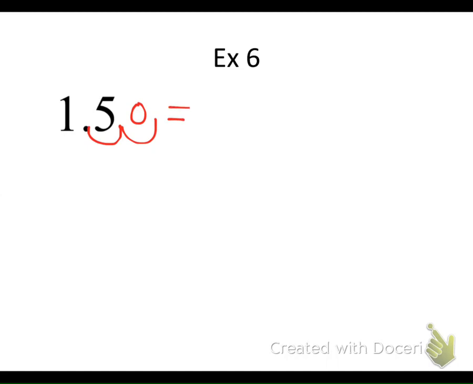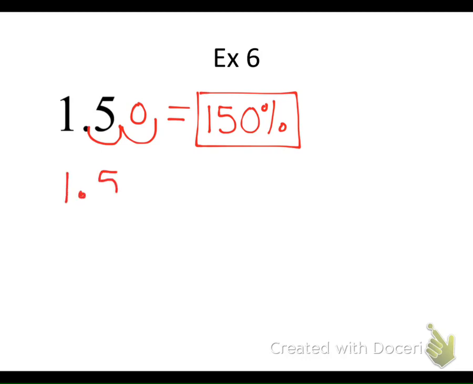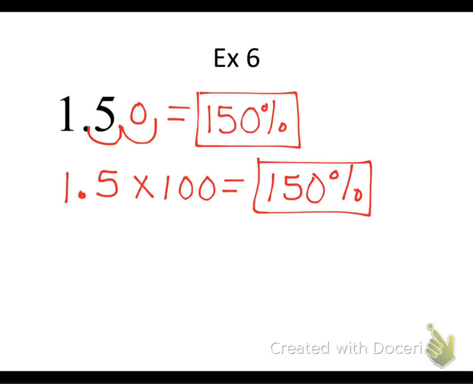So when I go to rewrite this, my decimal moved to the right twice. It's now behind this 0. So my new percent is going to be 150%. Don't forget that 1. If you don't want to mess with moving the decimal, take 1.5 and multiply it by what number? 100. So if you take 1.5 times 100, it's going to give you 150. You just need to remember to put the percent sign. Again, either way is acceptable. Just make sure you're showing me your work.